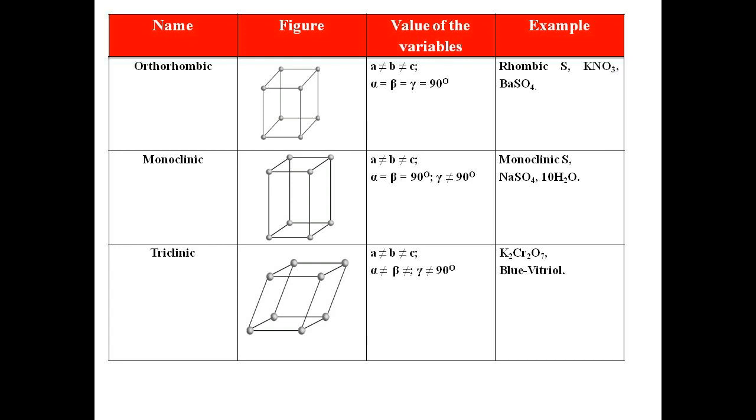F. Monoclinic: a not equal to b not equal to c, alpha equals beta equals 90 degrees, gamma not equal to 90 degrees. For example, monoclinic sulfur, sodium sulfate decahydrate (Na2SO4·10H2O), etc. G. Triclinic: a not equal to b not equal to c, alpha not equal to beta not equal to gamma not equal to 90 degrees. For example, potassium dichromate, blue vitriol, etc.